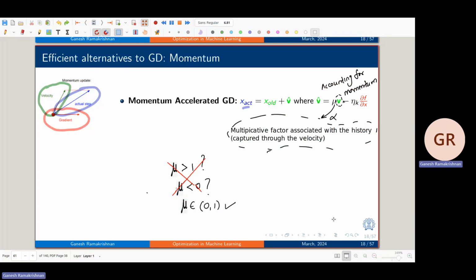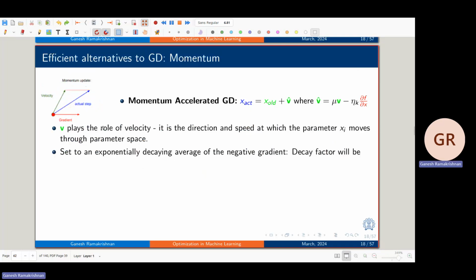That's the second step. Okay, let's look at this. So V plays a role of velocity. It's the direction and speed at which the parameter xi has been moving through the parameter space.